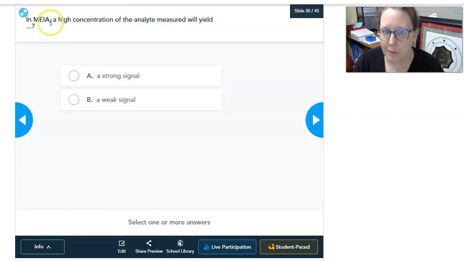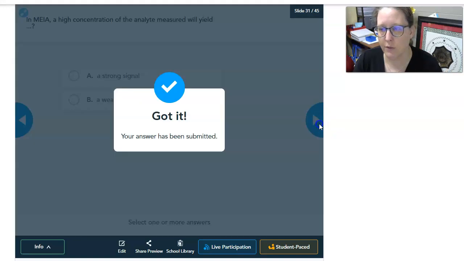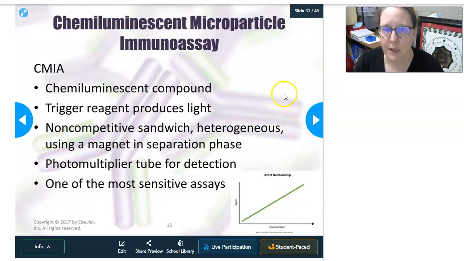So again, in an MEIA, a high concentration of the analyte would yield a strong signal, a low concentration a weak signal. We're just really playing with direct and indirect relationships. Then you have the chemiluminescent microparticle immunoassays. So same principle, except it's a chemiluminescent compound instead of an enzyme. Instead of triggering a color change, it would produce light. And so it's non-competitive, it's sandwich, it's heterogeneous.